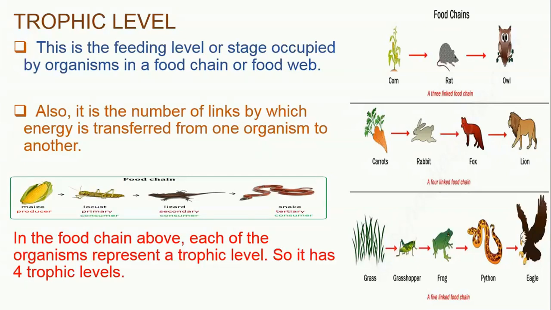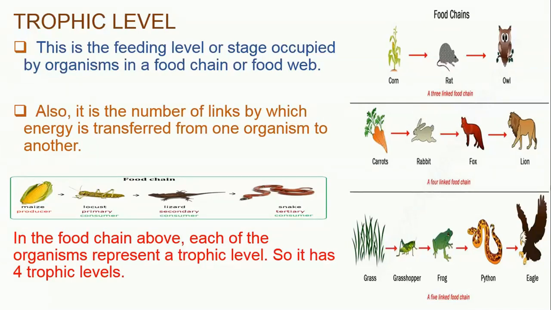So if you look at this example of a food chain, we have four trophic levels. The first trophic level there is the maize. The second trophic level there is the locust. The third trophic level is the lizard, and the fourth one is the snake. All right. So in the food chain above, each of the organisms represents a trophic level. So we can say it has four trophic levels.